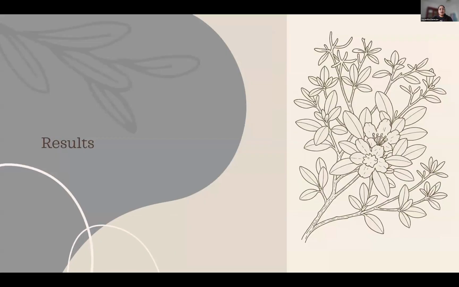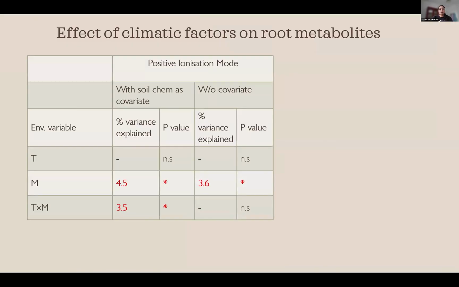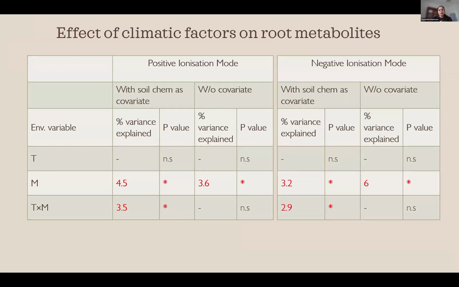Coming to the results, so my first question was whether the effects of climate occur individually or they interact. In the positive ionization mode, we see that the effect of moisture was the strongest, followed by interactive effects. In the negative ionization mode, also the patterns were similar.